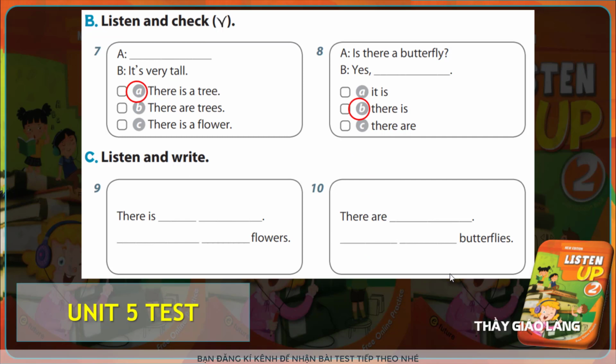C. Listen and write. 9. There is a tree. There are flowers. 10. There are bees. There are butterflies.